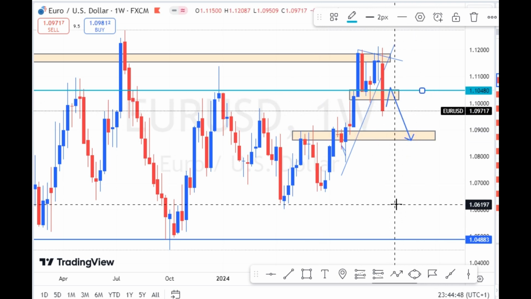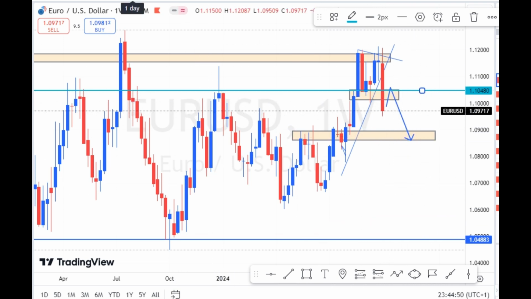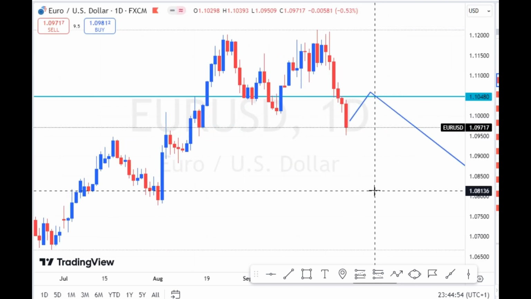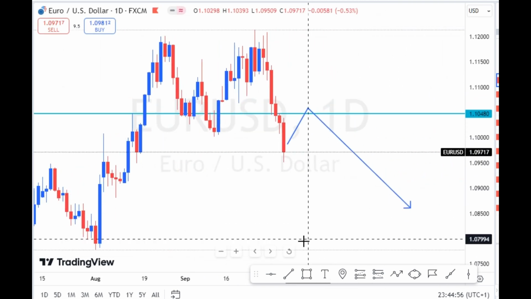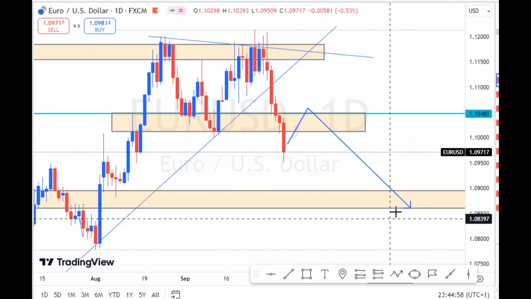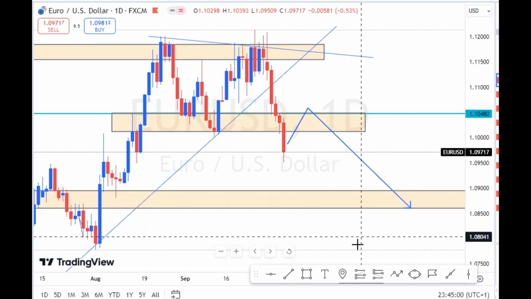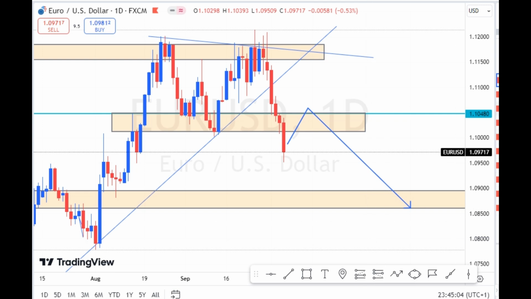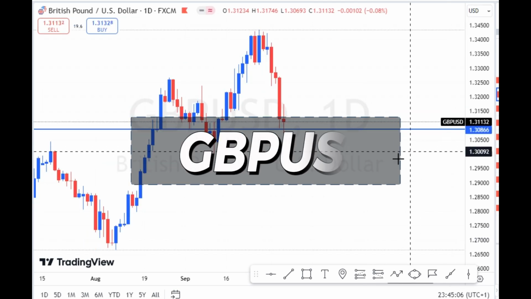So we'll be waiting for price to close on this weekly resistance on the daily chart for us to sell the Euro USD, with our target at this first level, and our second target will be at this area for the Euro USD. The next pair I'll be looking at now is the Great British Pounds USD.